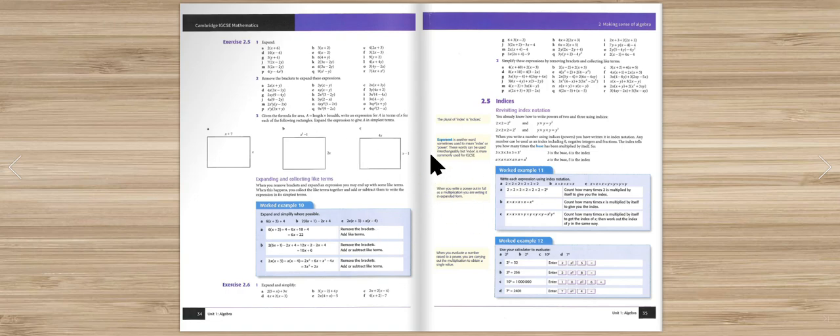This time, we're learning lesson 2.5, Indices. Let's start.